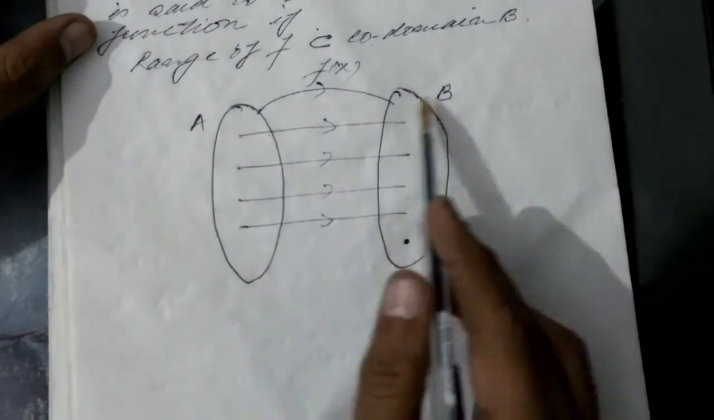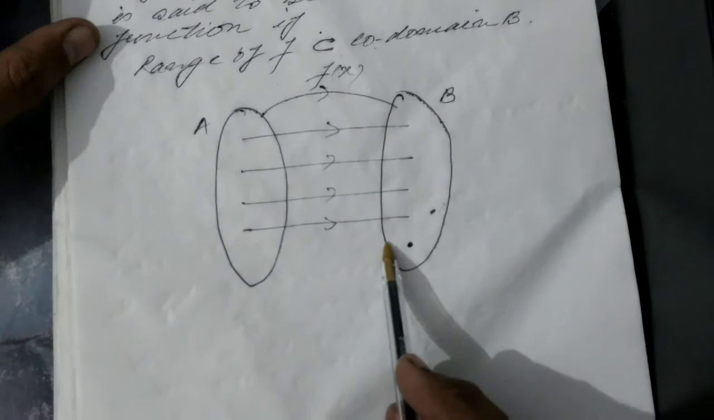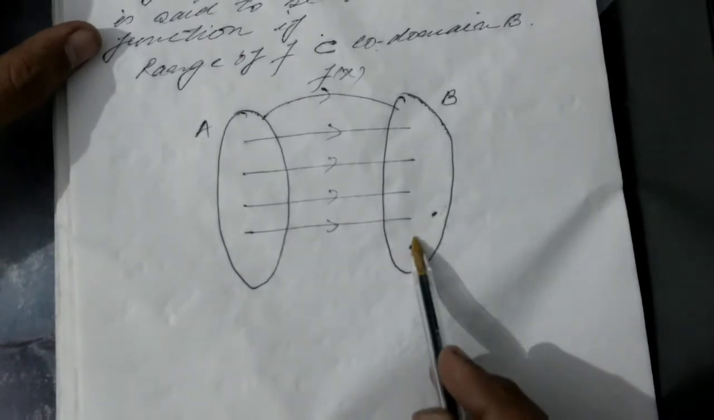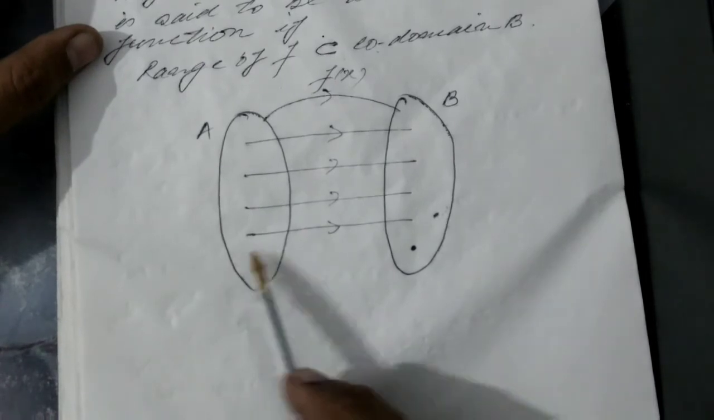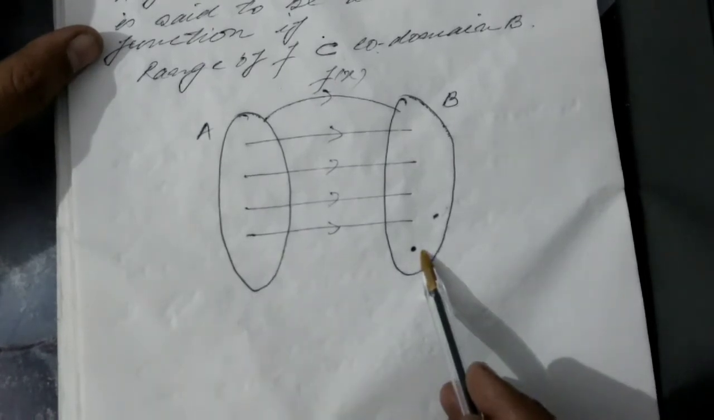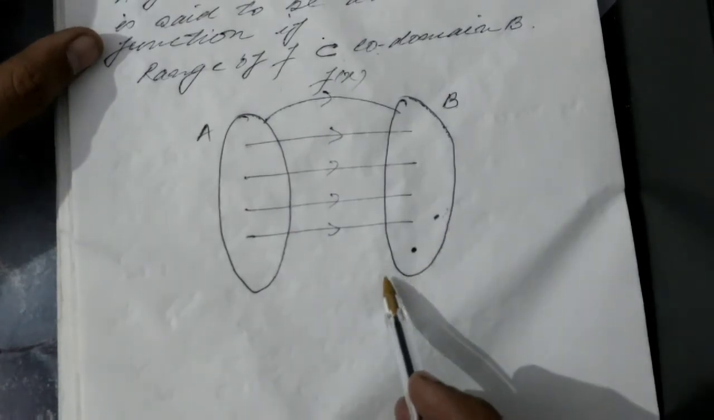So diagrammatically in this way we can show this. This is the domain A and this is codomain B, and these elements are associated with each other, but there are two elements in codomain which have no pre-image in domain A. So we may say that this function is an into function.